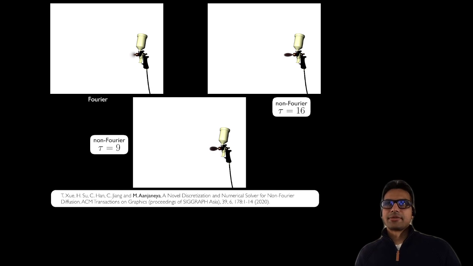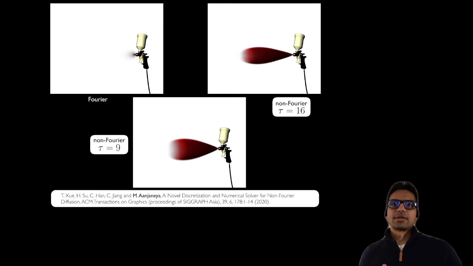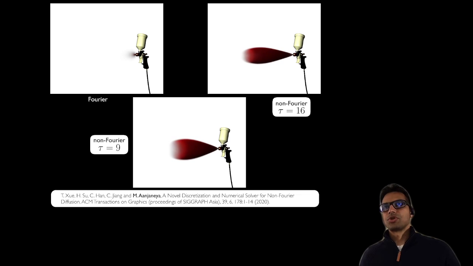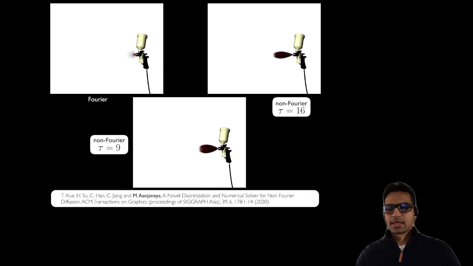Now, this is one example which I'm not going to cover in too much detail, but just a brief walkthrough: compared to a constant velocity in the background, Fourier diffusion dissipates everywhere, whereas non-Fourier diffusion can give you a conical spray-like pattern. That's more intuitive to what we expect to see.